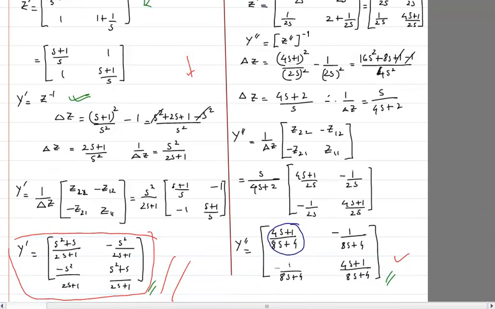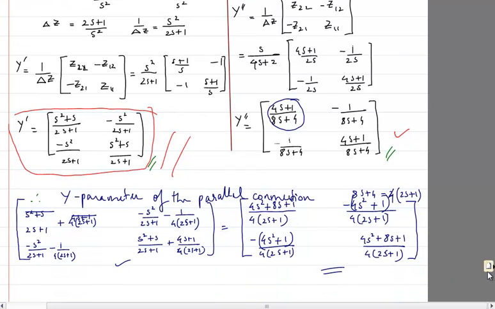And then again, for the interconnection, we all know that we have to add them up, which you will get by adding.